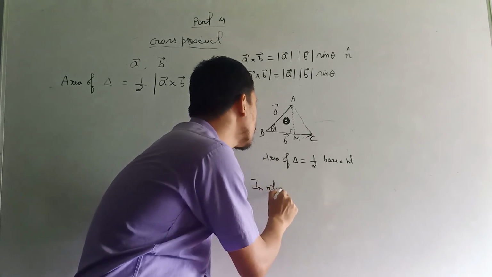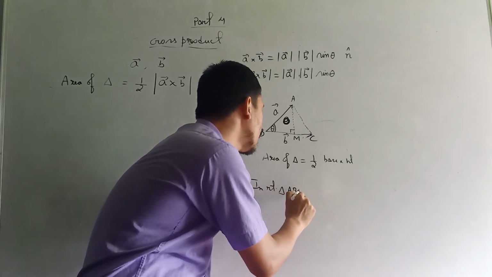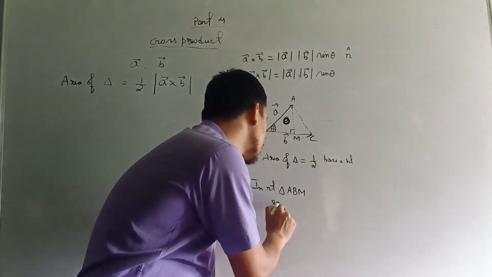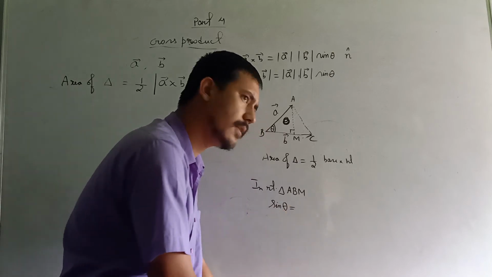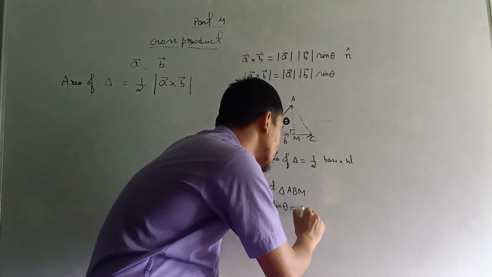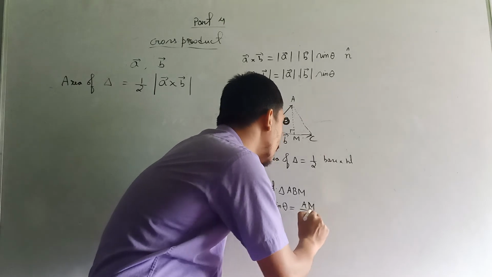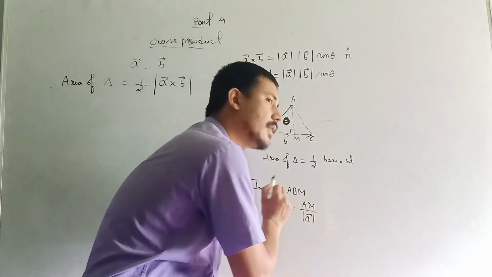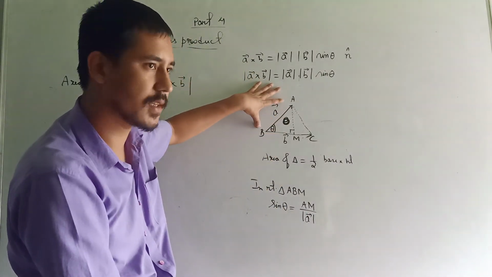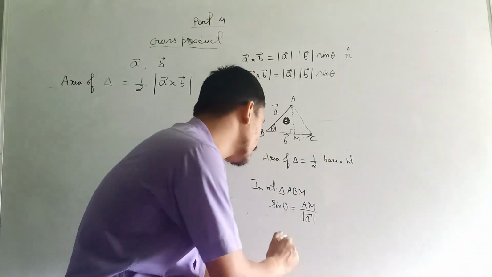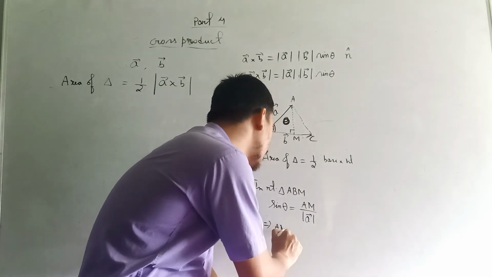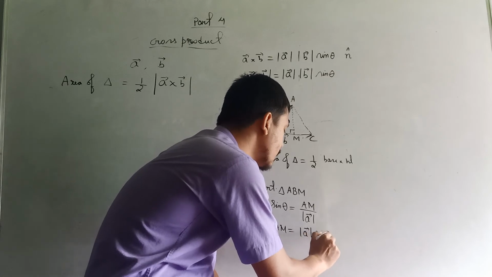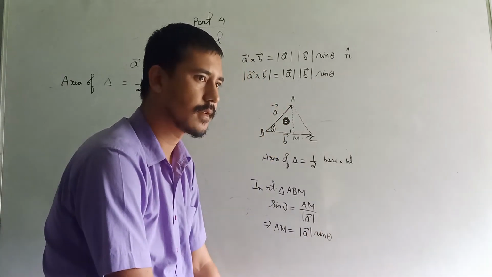In right triangle ABM, sin theta will be given by opposite side upon the hypotenuse. Hypotenuse means the length of this vector, right? In that case, what will be your AM? Magnitude of A times sine theta, right?